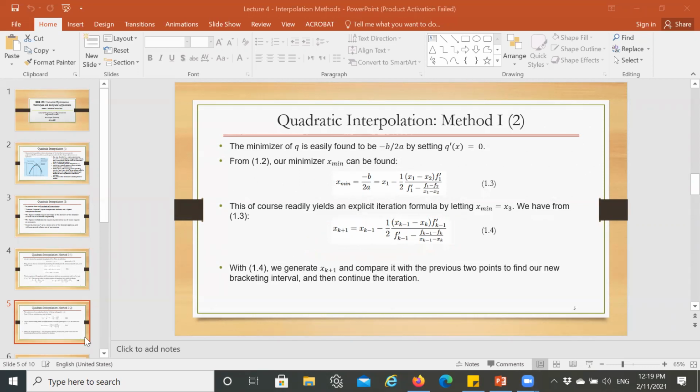Good. So in my notes, I have written quadratic interpolation. Well, I've used the Lagrange equation over there, but we'll get to that.